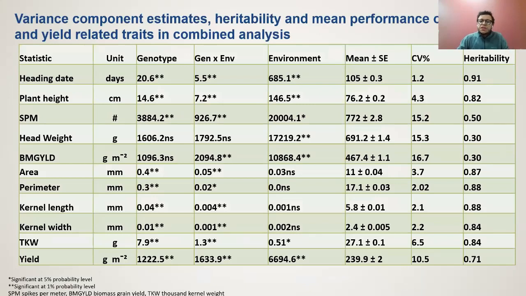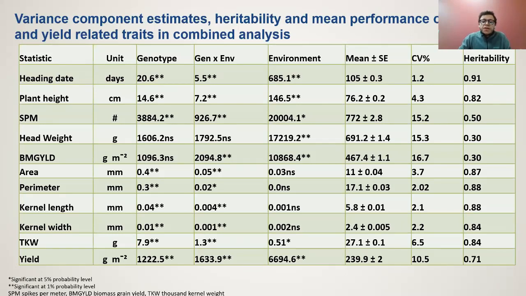Here we can see in that slide the variance components, heritability, and mean performance for all traits. We found all traits significant for genotype except the head weight and the biomass grain yield. For genotype by environment interaction, all traits are significant at the 0.01 significance level except the head weight, and also perimeter is significant at the 0.05 significance level. Environmental variance also shows almost the same thing. All traits are significant except the seed traits.